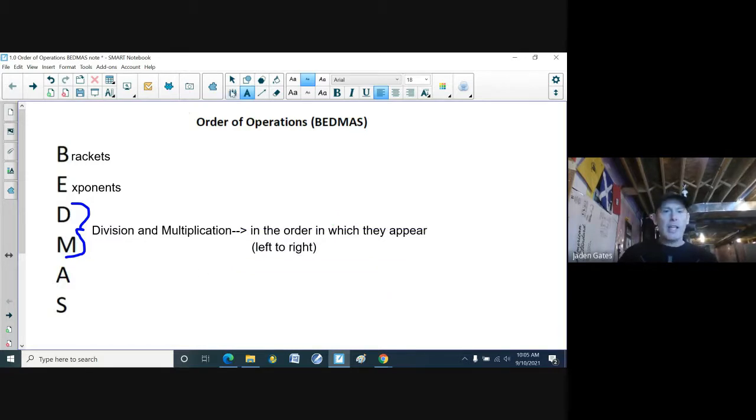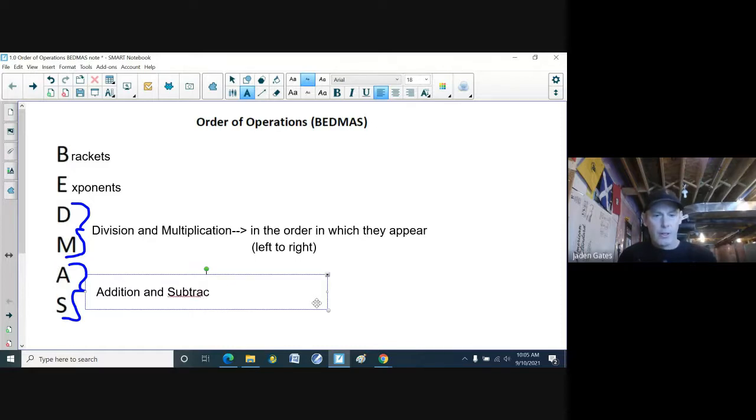And then the A and the S. Again, that is just like our D and our M, so I'm going to put some squiggly brackets there. And again, what A and S are standing for is addition and subtraction. And again, it's in the order in which they appear. And again, that is just like reading, left to right.